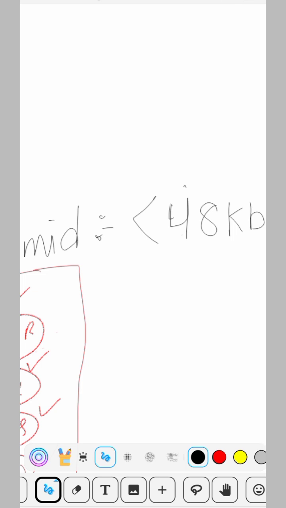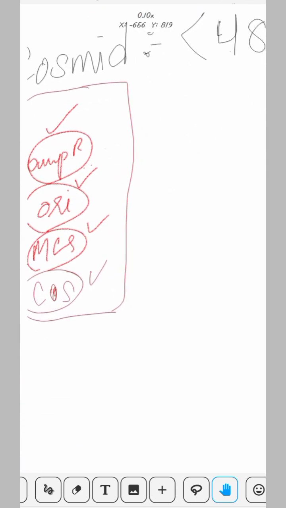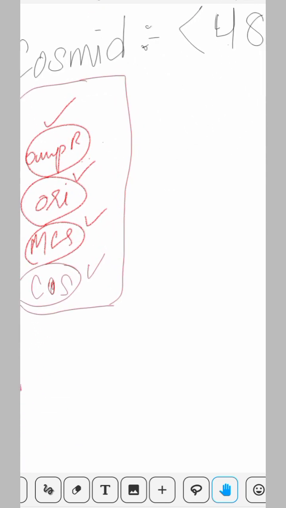And the presence of the cos sites enables the enzymes produced by the actual phage to package it into a phage capsid. The cos sites provide the signal for the enzymes necessary for it to be packaged into a phage.